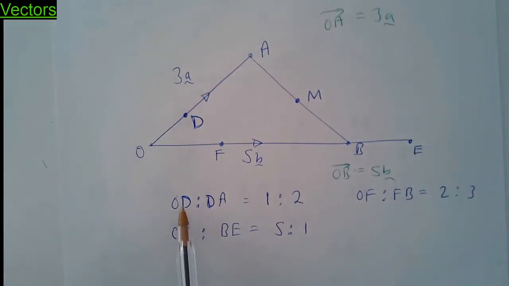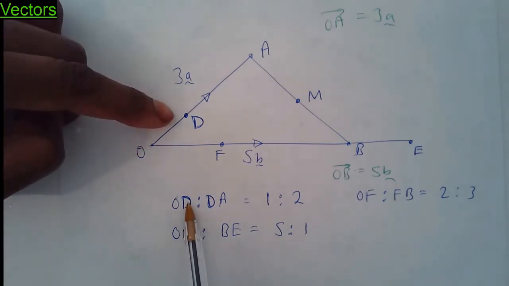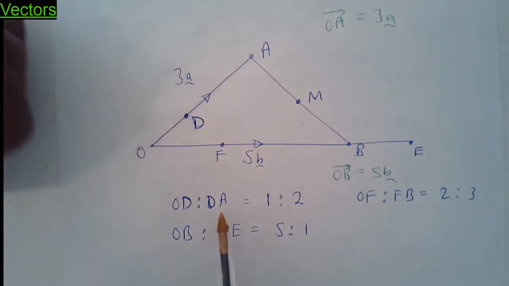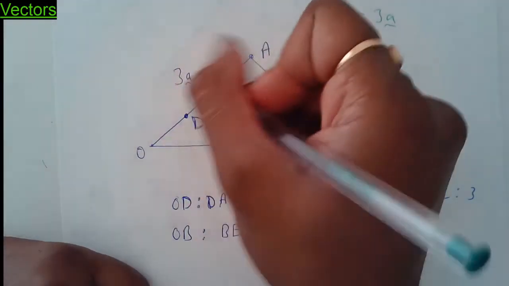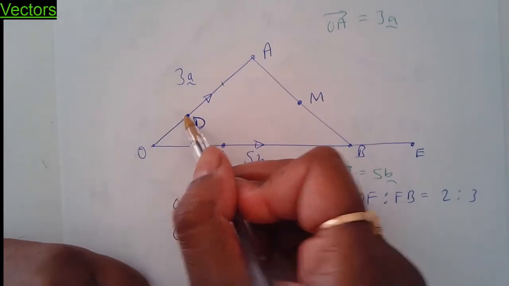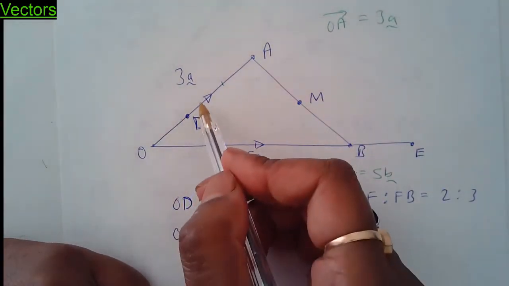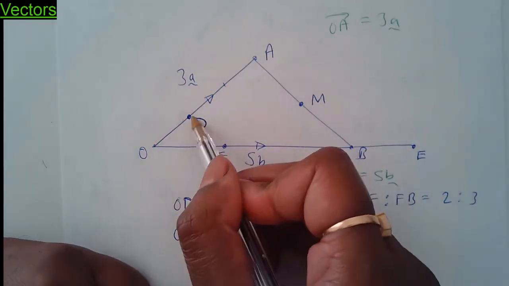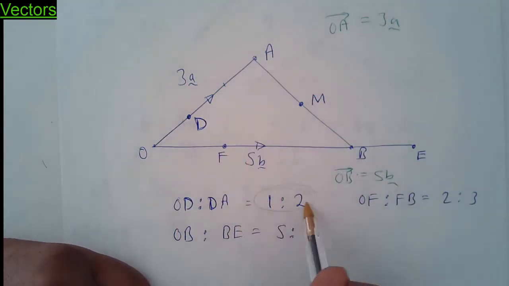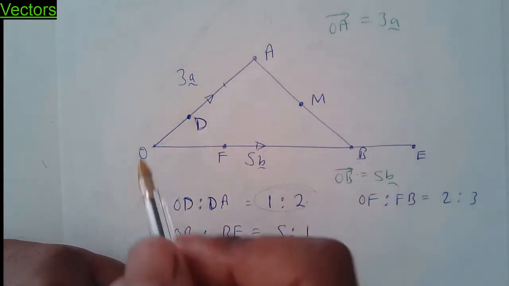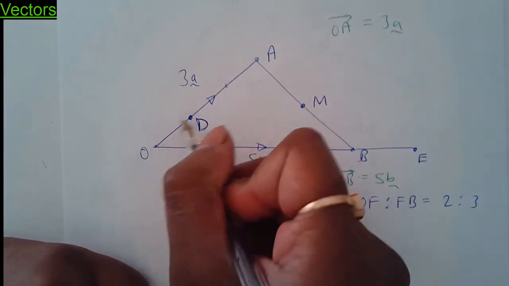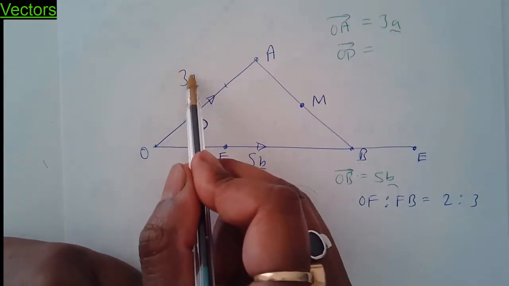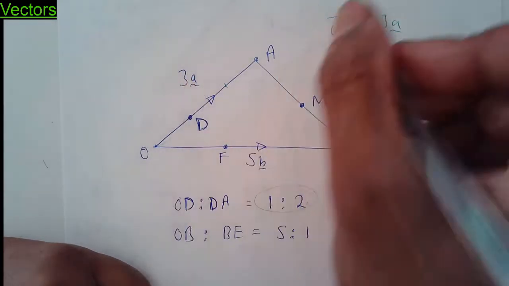Some more information, right? O to D, and then D to A. That's one part, that's two parts. One part is O to D, and then D to A is two parts. So that's 1, 2, 3 parts altogether. 1 plus 2 makes 3. That means O to D is not going to be 3a, it's going to be divided by 3. That's just going to be a.